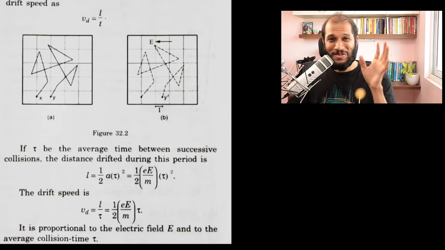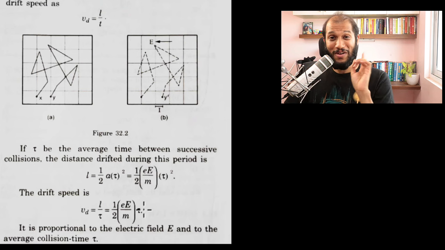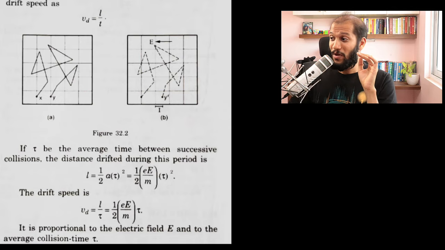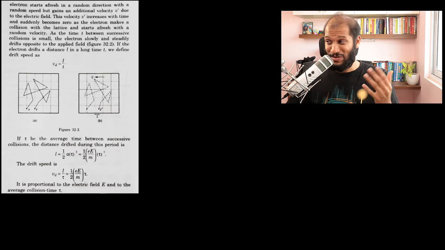I want to do something different in this video. I want to talk about why I think there's a mistake in HC Verma's derivation on drift velocity. If you've read his book, you know that in his case, he gets the drift velocity to be half times E by M into tau, whereas most other books, and I'm looking at Richard Feynman's lectures, which I think is a pretty solid source of physics.